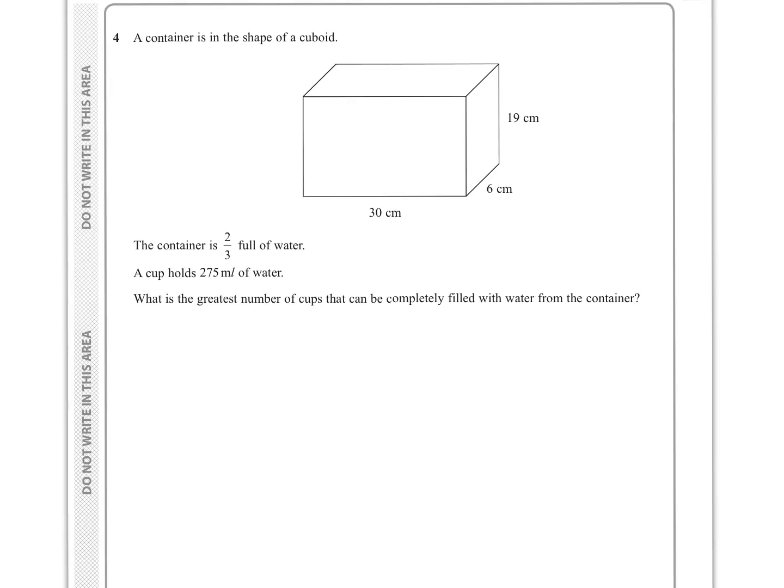Question 4. A container is in the shape of a cuboid and the dimensions are given. It says the container is 2/3 full of water and a cup holds 275 mils of water. What is the greatest number of cups that can be completely filled with water from the container? So let's work out the volume of the container first, and that is 19 by 6 by 30. So we've got a calculator here, so 19 times 6 times 30. And that gives us 3,420 centimetre cubes.